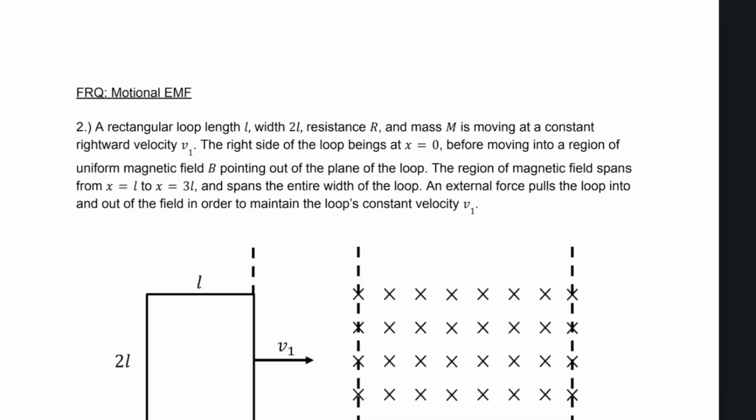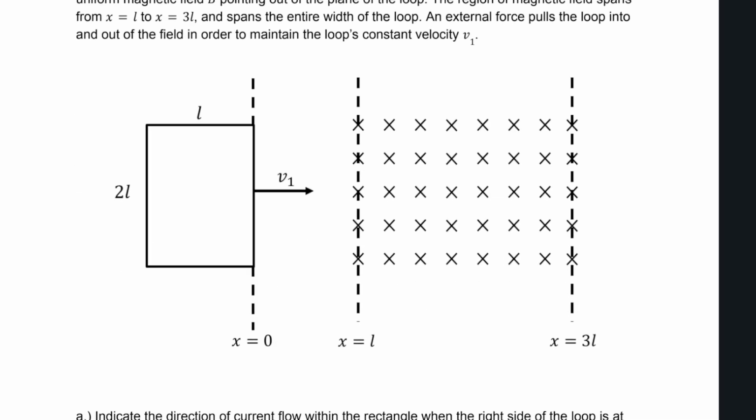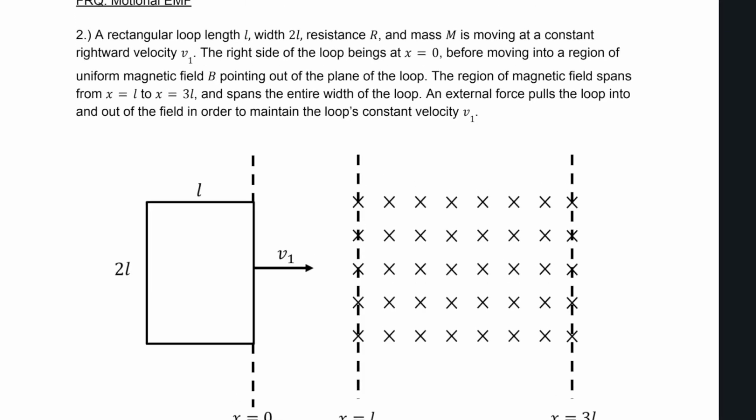All right, now onto motional EMF. This is a pretty classic setup where we have some sort of a square or rectangle loop of wire that's being dragged into a magnetic field. So it's rectangular, it has some resistance and mass, and it's important that it's moving at a constant velocity v1.